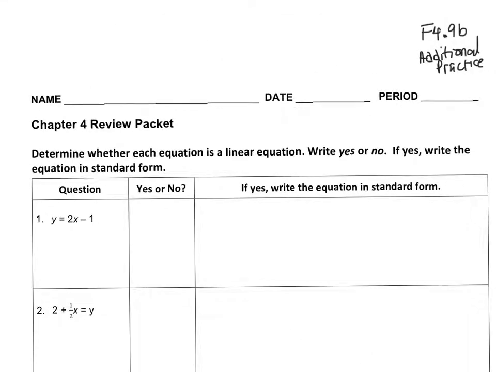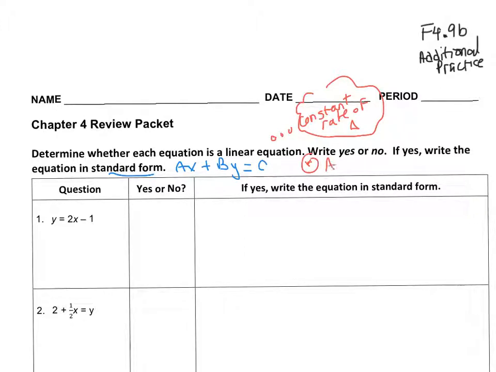First part asks you whether each equation is a linear equation. Write yes or no, and then write it in standard form. It's important for you to remember that an equation is linear if there is a constant rate of change. Also remember that standard form is when it's written in ax plus by is equal to c, and most importantly, a is positive, not a fraction.